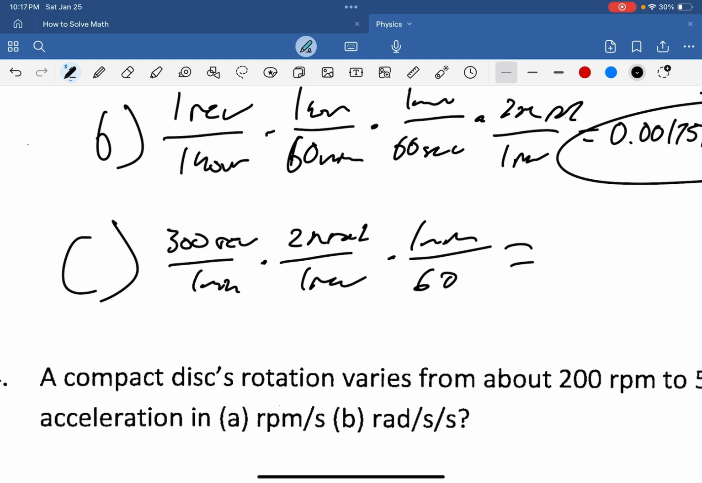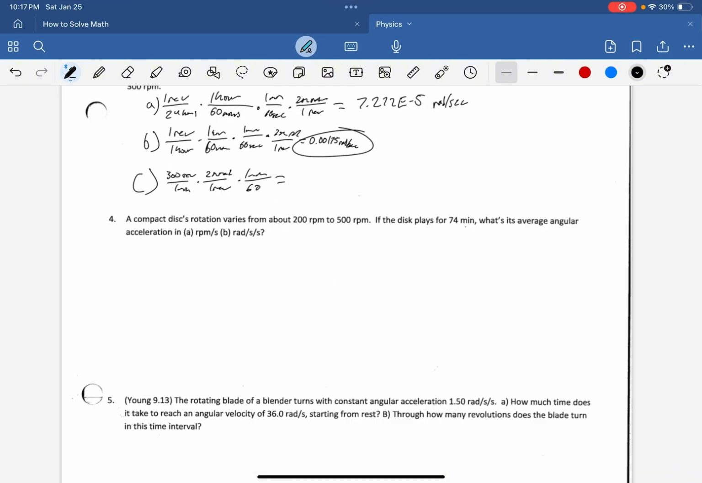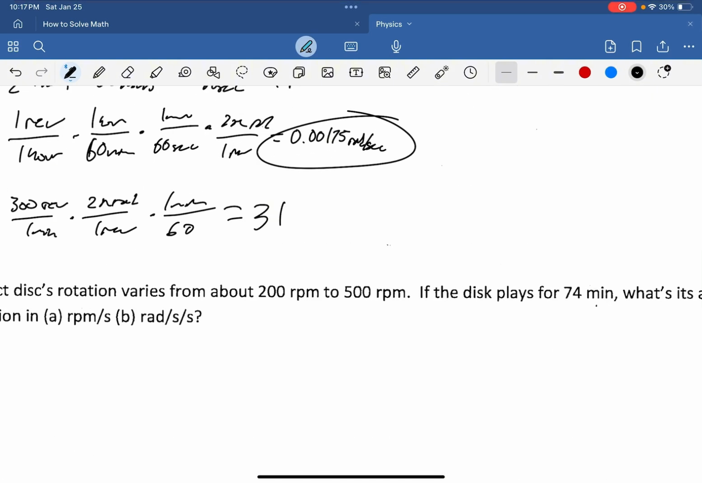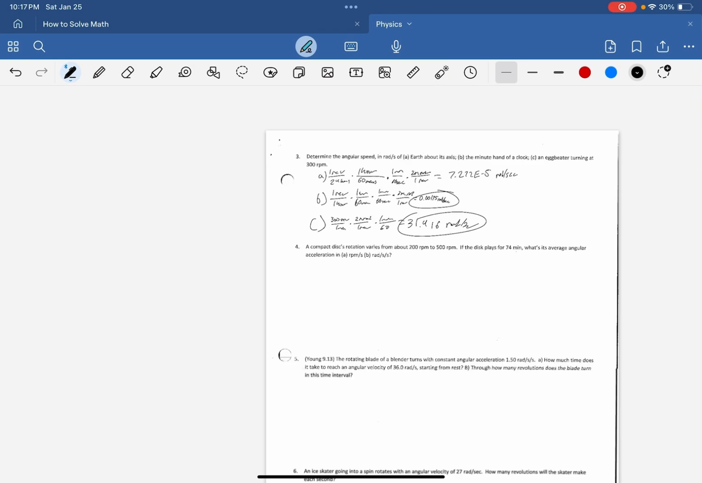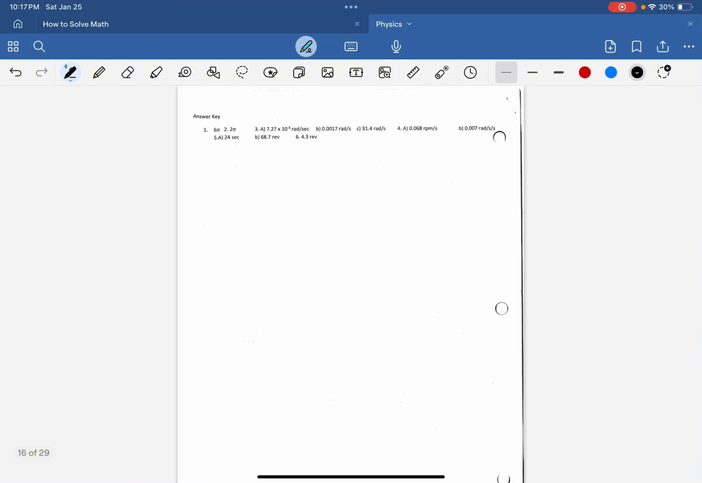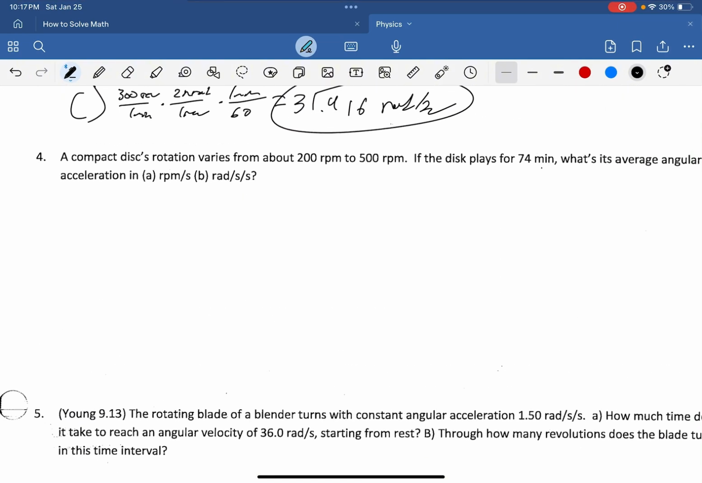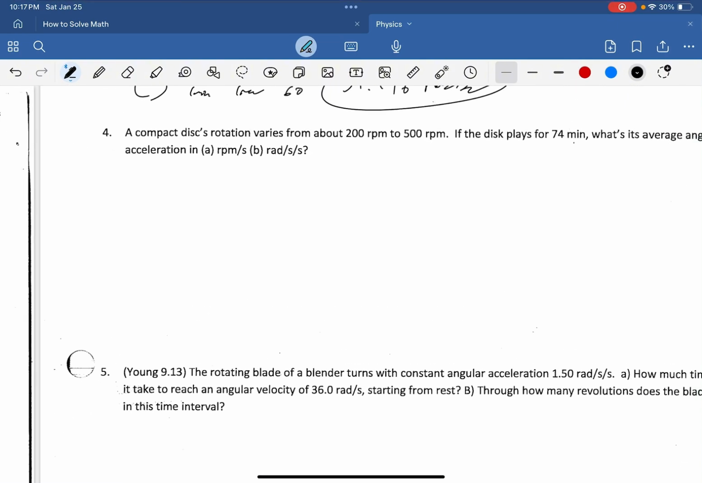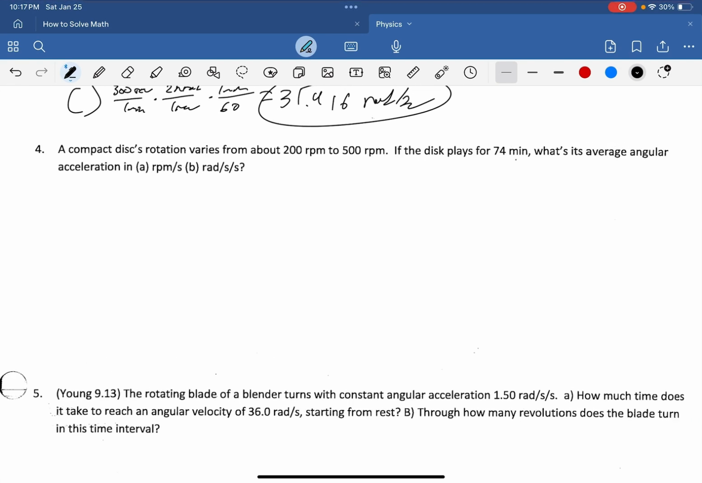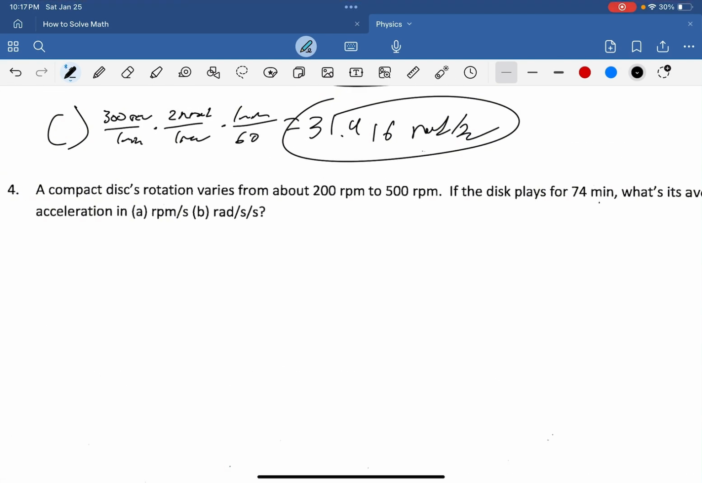300 pi. Sorry, 600 pi divided by 60. It should just be 100 pi, which is 31.416 radians per second. Let's see if that's true. Yup. Although the teacher rounded. Yeah, I can't even say words. The teacher rounded right here.